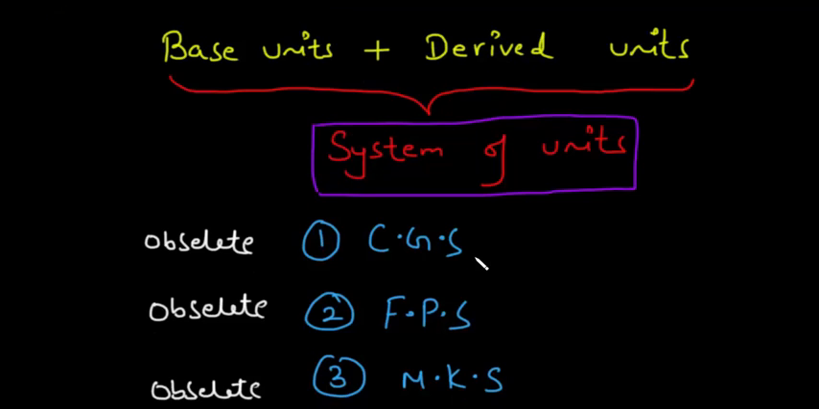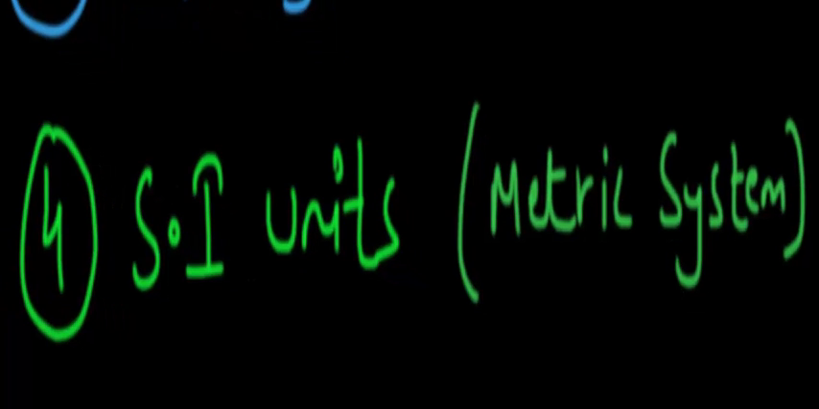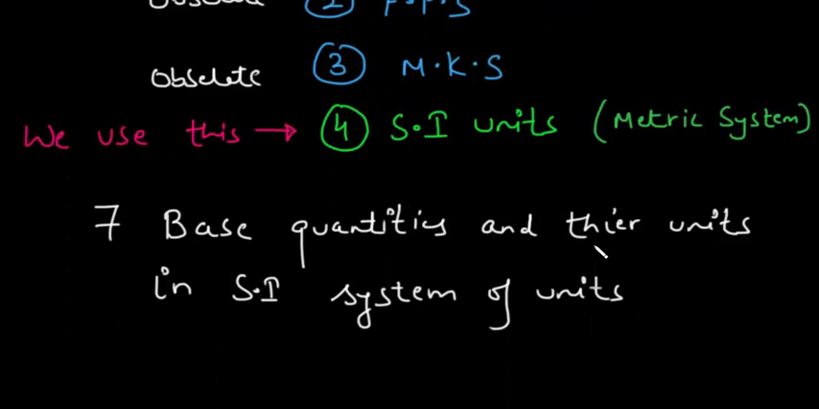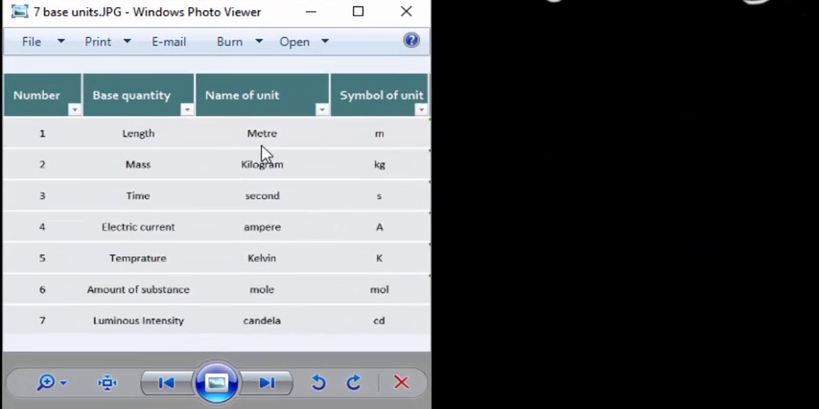System of units have three popular obsolete systems of units, which are known as CGS, centimeter gram second, FPS, foot pound second system, and MKS, meter kilogram second system. Presently, we use the SI system of units, which is also known as the metric system. The seven base quantities in the SI system are: length, mass, time, electric current, temperature, amount of substance, luminous intensity. All other physical quantities can be derived from these quantities and so their units.